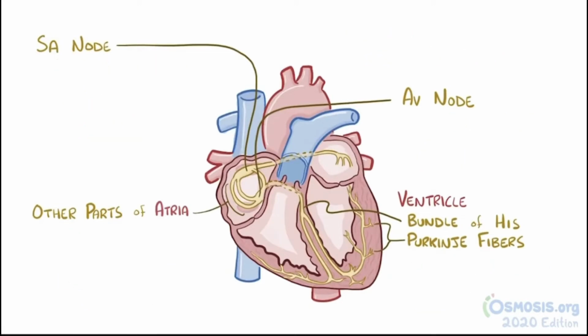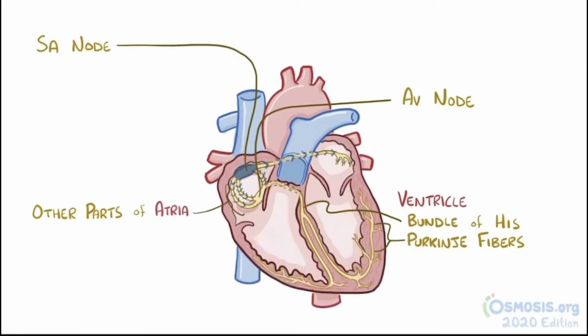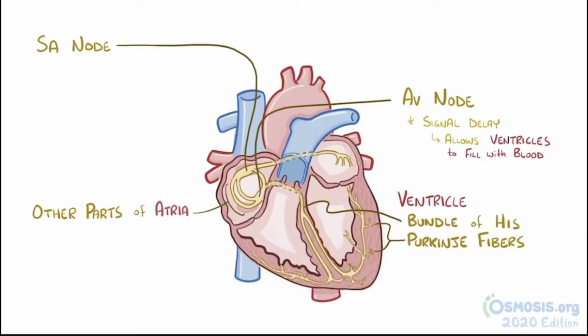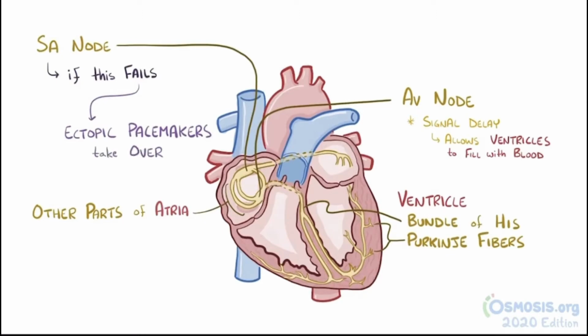Alright, as a quick recap, pacemaker cells in the SA node send a depolarization wave through the atria so they can contract together, as well as to the AV node where there's typically a delay so that the ventricles can fill with blood. From there, the depolarization wave races down the bundle of His and Purkinje fibers and spreads out through both ventricles, which allows them to contract together. If the SA node fails, other pacemaker cells in the atria, AV junction, and ventricles are ready to step in to take over.